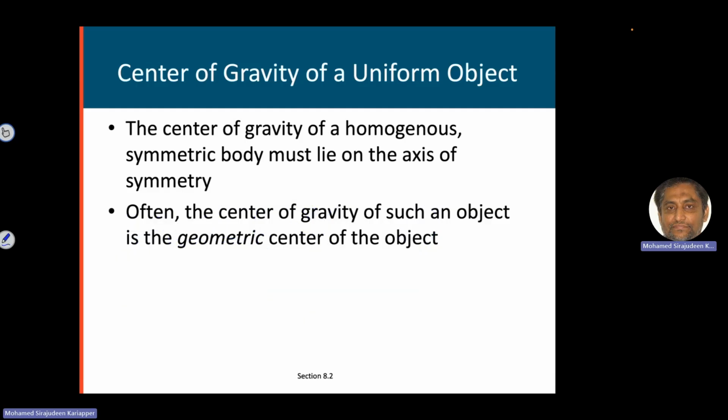Right. Can we find the center of gravity quickly? We can do it if the object has some symmetry and if it is a homogeneous object. What do you mean by homogeneous? The density of the object is everywhere the same. Okay, that is the meaning of a homogeneous object. Provided it is also a symmetric object, then we can, please pay attention here, please.